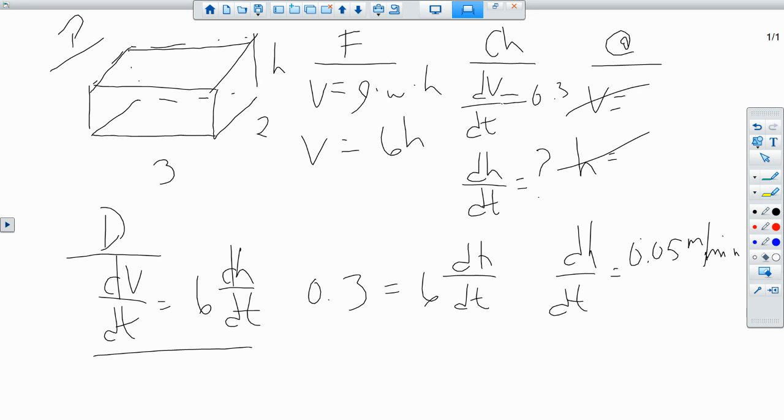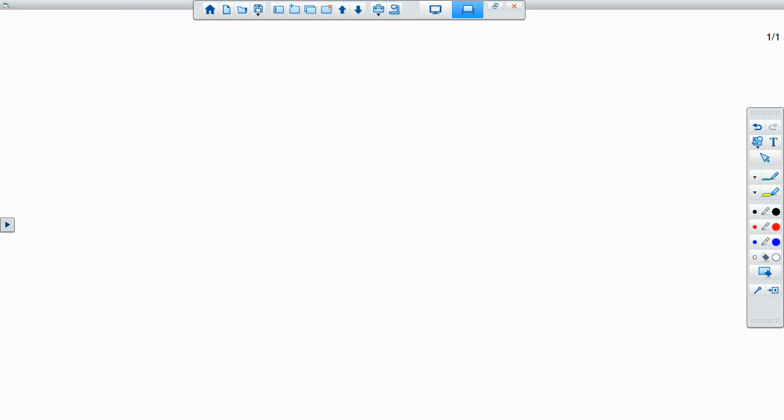Cone problems are pretty common. So water pours into a conical tank of height 10 meters and radius 4 meters.